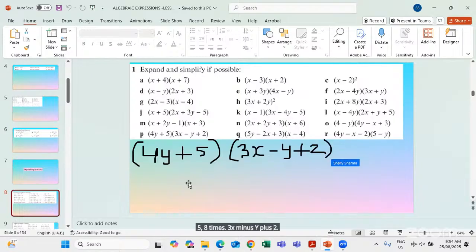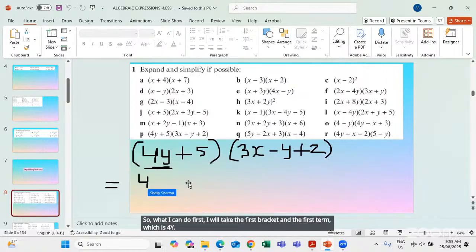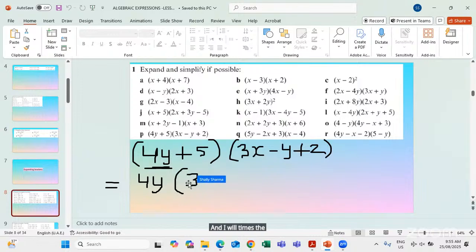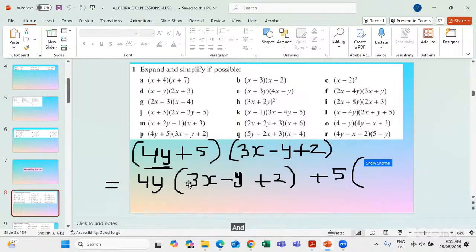What I can do first is take the first term of the first bracket, which is 4y, and multiply it with the whole second bracket. So it will be 3x minus y plus 2 here. Then we have plus 5, and I will multiply the whole second bracket with this as well.